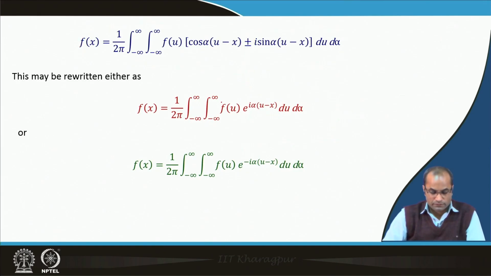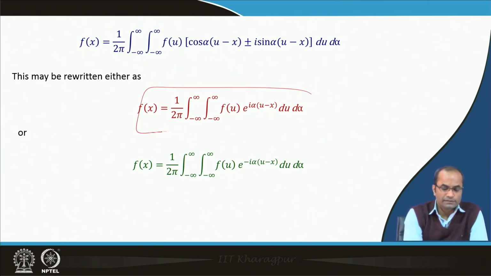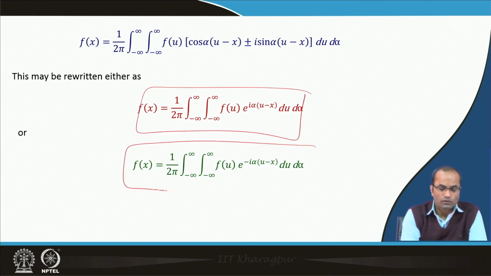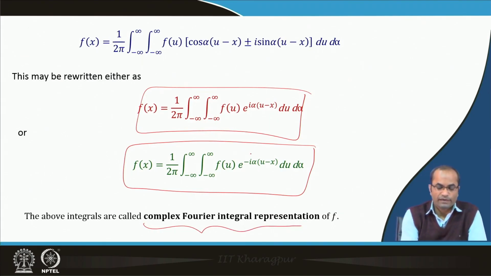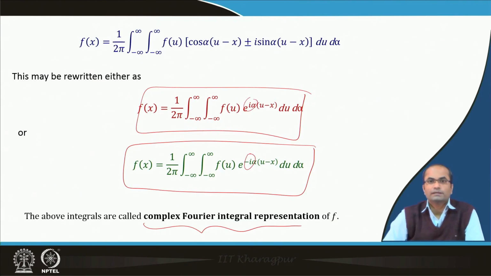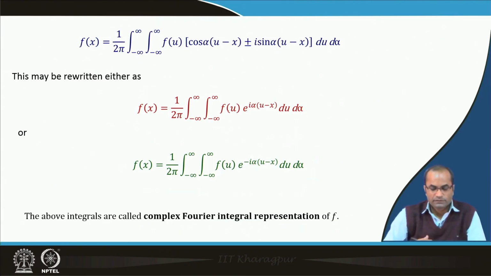So, with these two representations, either this one or the other, these integral representations are called complex Fourier integral representation of f, because we have introduced this complex number there. So, these representations are called complex Fourier representation. What is the benefit of writing this? That will come in a minute when we introduce the Fourier transform.